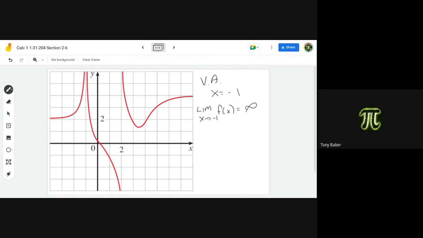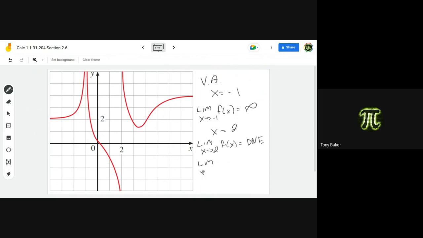What's another vertical asymptote? X equals 2. So what's the limit as x goes to 2 of f of x? Does not exist, because they go in different directions. I could have the limit as x goes to 2 from the right and from the left. Those would exist, but the main limit does not exist in this situation.